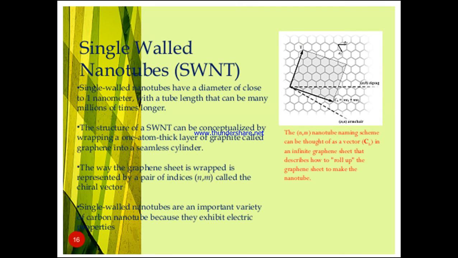Single-walled nanotubes have a diameter close to 1 nanometer, with a tube length that can be many millions of times longer. The structure of a single-walled nanotube can be conceptualized by wrapping a one-atom-thick layer of graphite called graphene into a seamless cylinder. The way the graphene sheet is wrapped is represented by a pair of indices called the chiral vector. Single-walled nanotubes are an important variety of carbon nanotubes because they exhibit electrical properties.